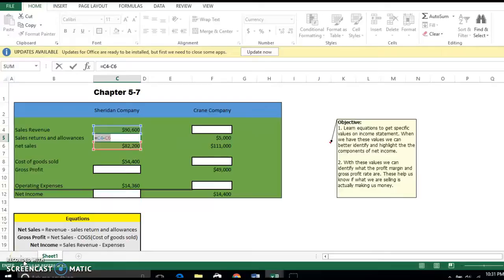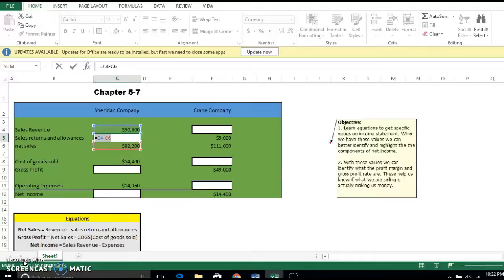I'll be going over Chapter 5, Exercise 7. Right here what we have is a multi-step income statement, and we have to fill in these blanks. So objective number 1, we have to learn the equations so that we can get specific values on our income statement. And when we have these values, we can better identify and highlight the components of net income.